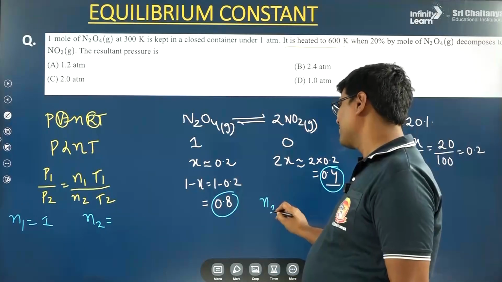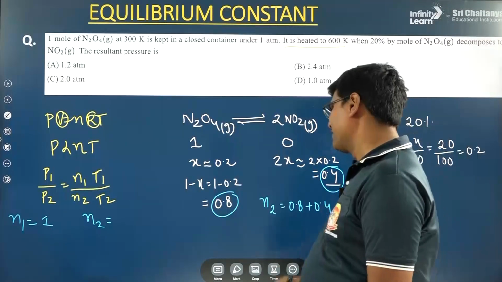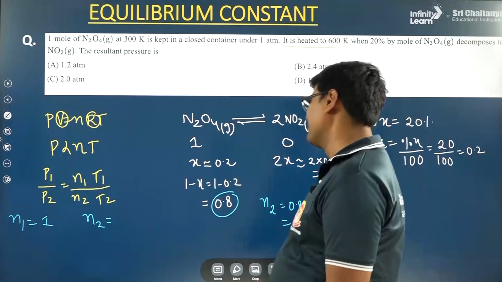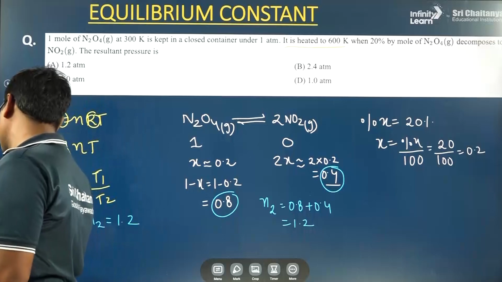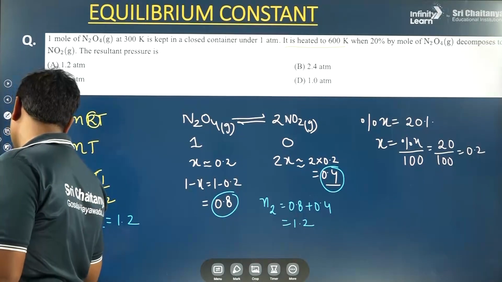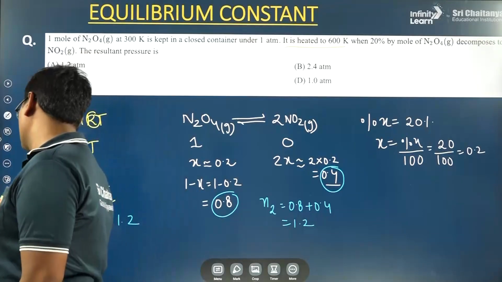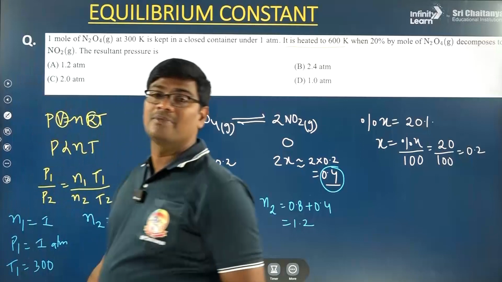So what is the final number of moles at equilibrium? That will become 0.8 plus 0.4. So 0.8 plus 0.4 is how much we are going to get? 1.2. We have got it as 1.2. Now what is the initial pressure? P1, 1 atmosphere. What is the initial temperature? T1, 300. Sir, why take temperature?